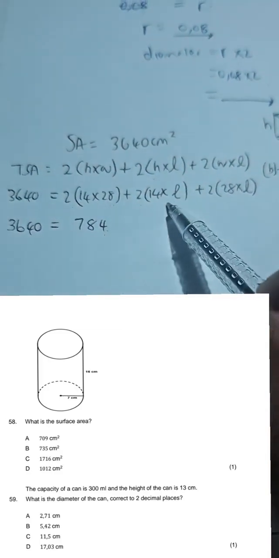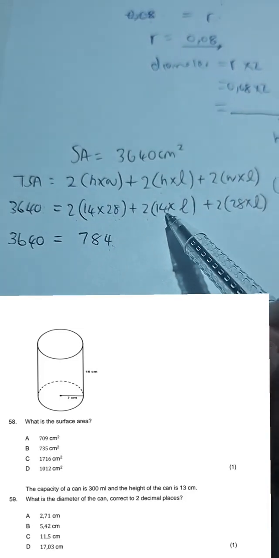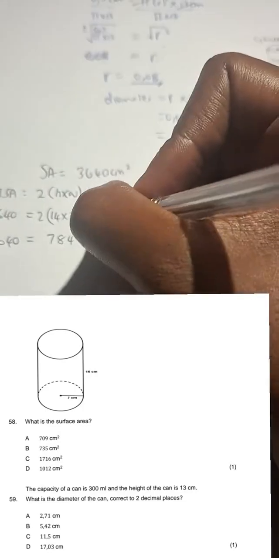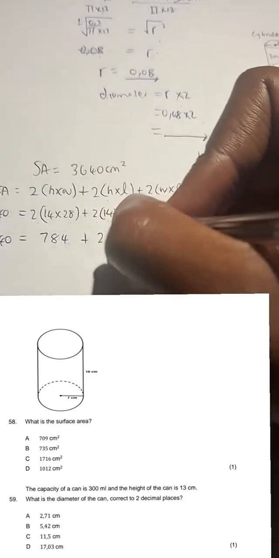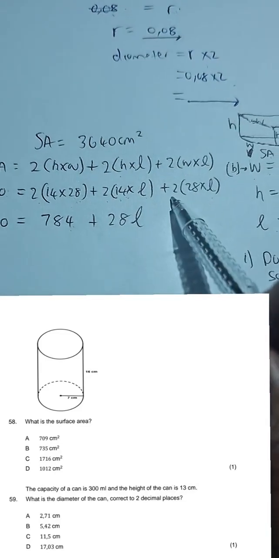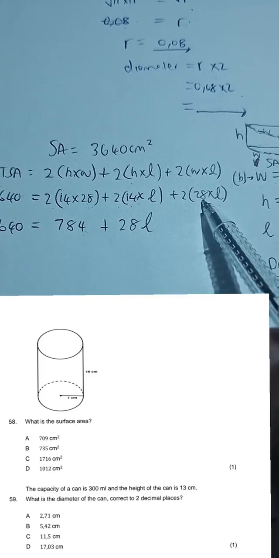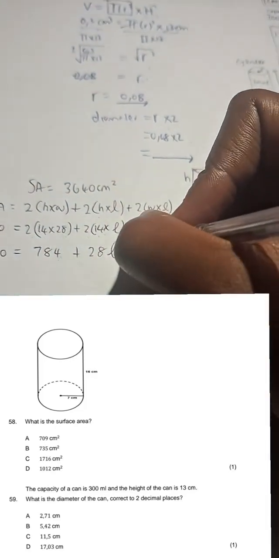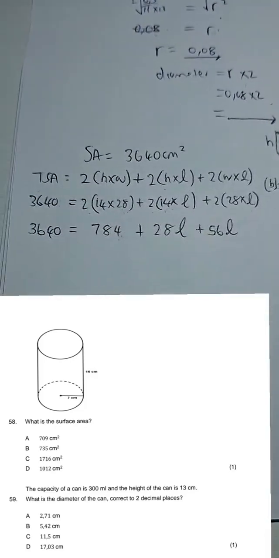Then we come here. We multiply the 2 and the 14 and the L. What's 2 times 14? It is 28. What's 28 times L? 28L. Okay. Then we come here. 2 times 28 is 56. 56 times L, that's 56L.